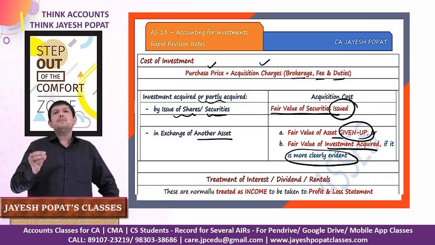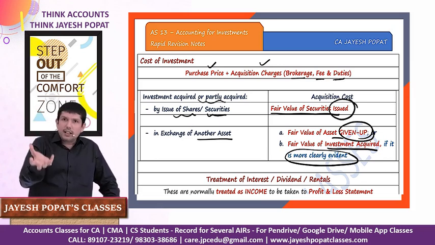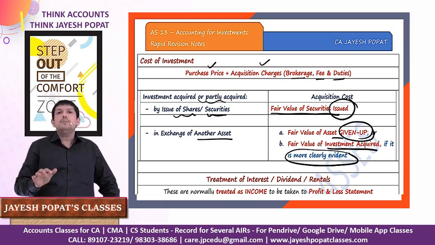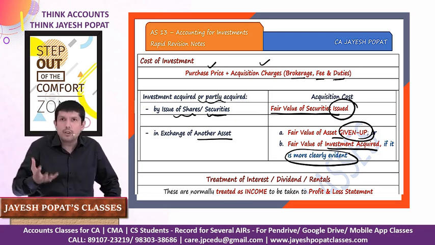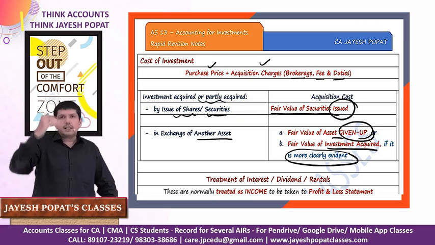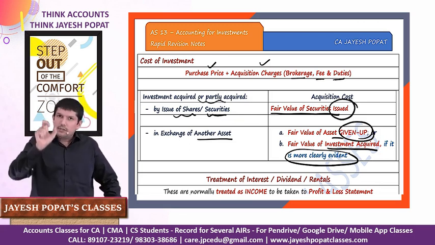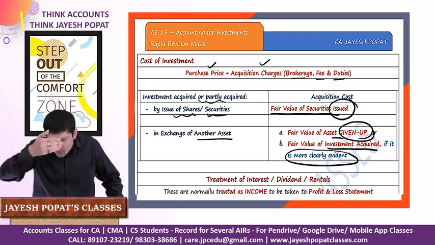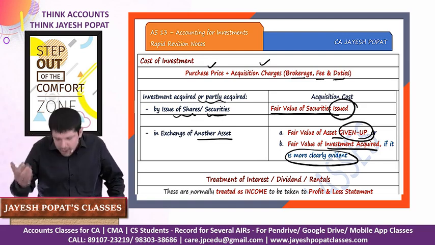Why is this? Because there could be a scenario, maybe I am giving up an asset, the fair value of that asset is not clearly evident, but generally it could be a scenario that the investment which I am acquiring, the fair value of that investment would be more clear. So therefore it says that if you are exchanging an asset and getting an investment, look at the fair value of the asset which you are giving up. You can also look at the fair value of the investment acquired if that fair value is more evident.